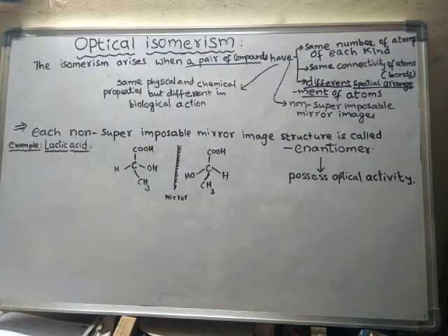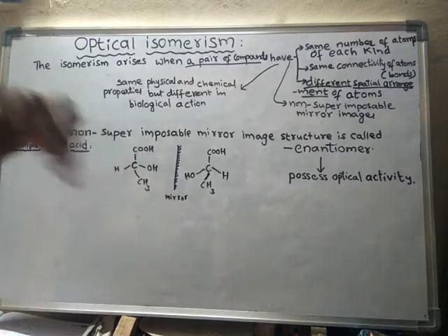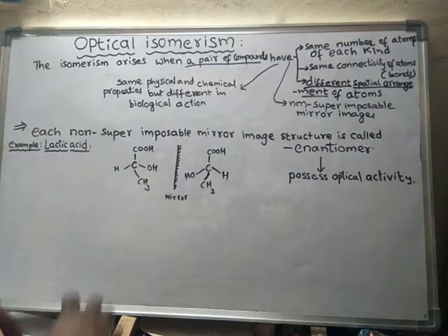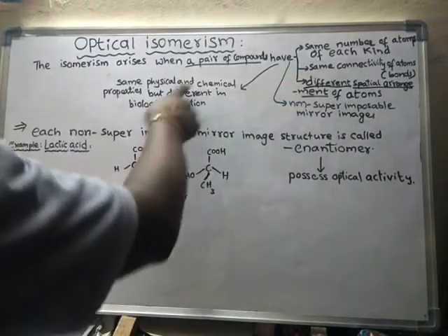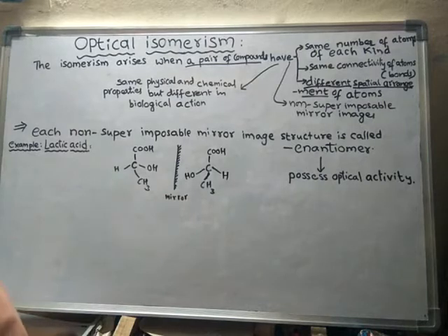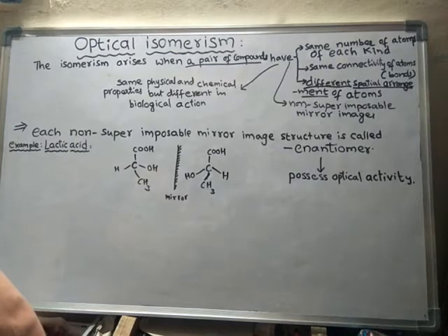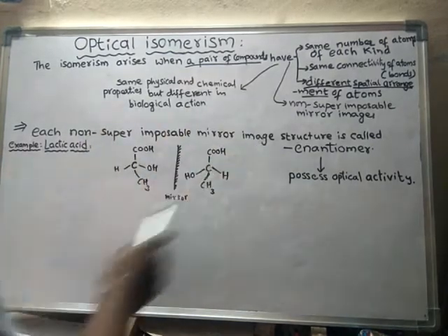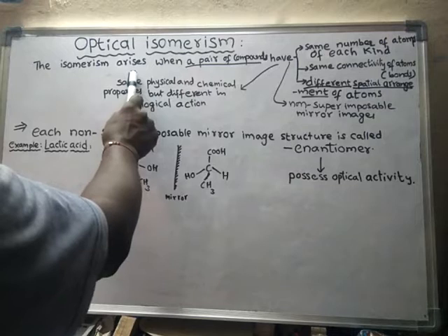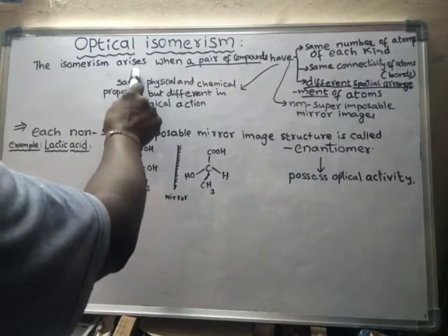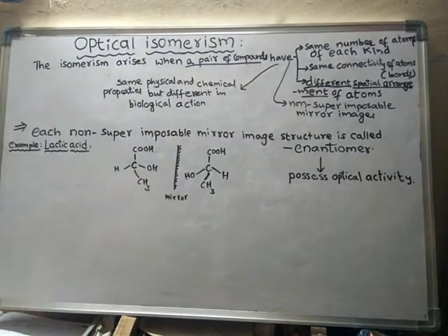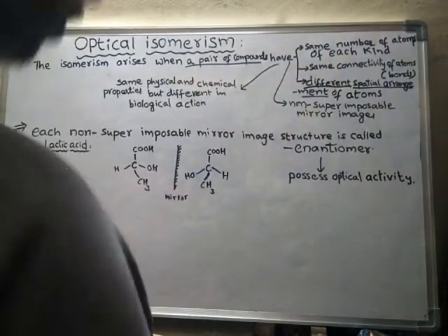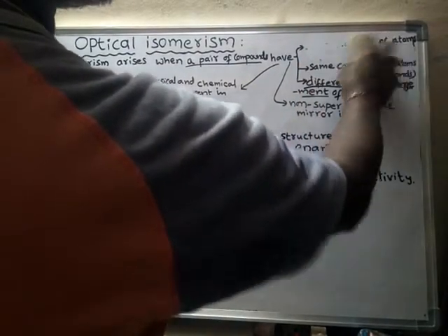Okay, right. So what is the meaning of optical isomerism? If a pair of compounds possess all these properties, then they are said to be optical isomers, and the phenomenon is said to be optical isomerism. Once again I am repeating. The isomers arise when a pair of compounds have the same number of atoms of each kind, that means the same molecular formula.